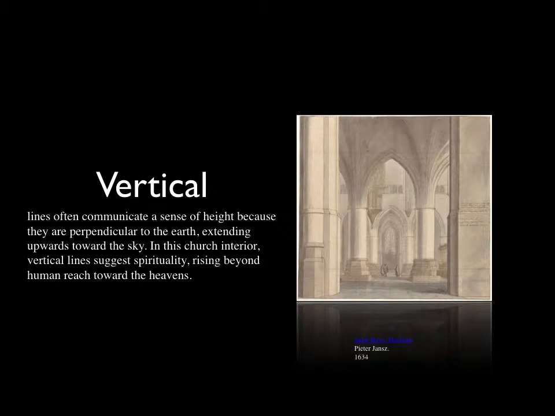The next type of line we're going to talk about is vertical lines. Vertical lines often communicate a sense of height because they are perpendicular to the earth, extending upwards towards the sky. For example, in this church interior, the vertical lines help to suggest spirituality or rising up beyond human reach towards the heavens.